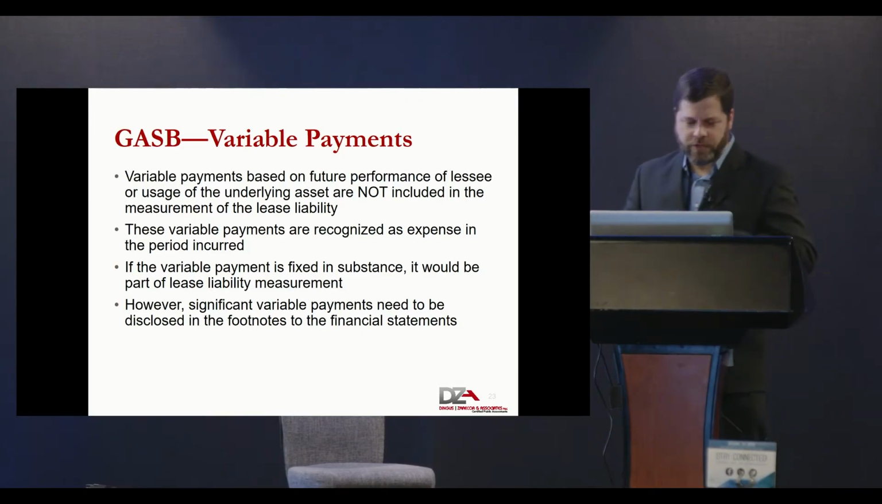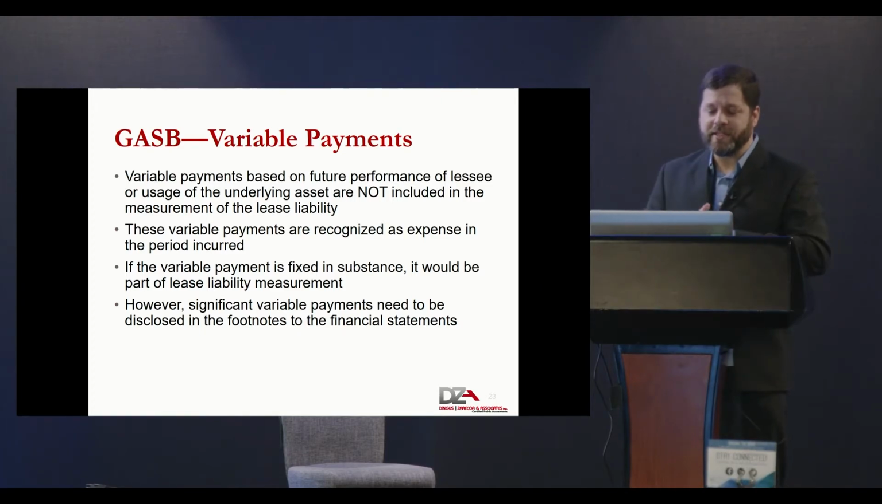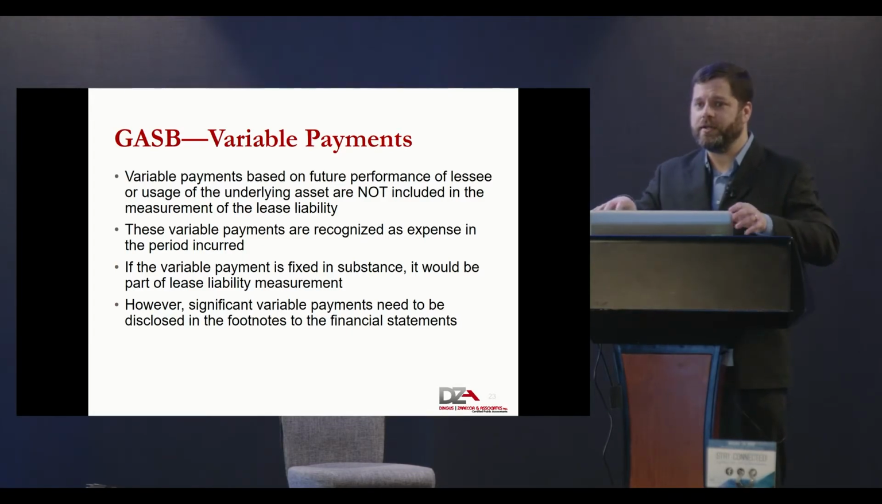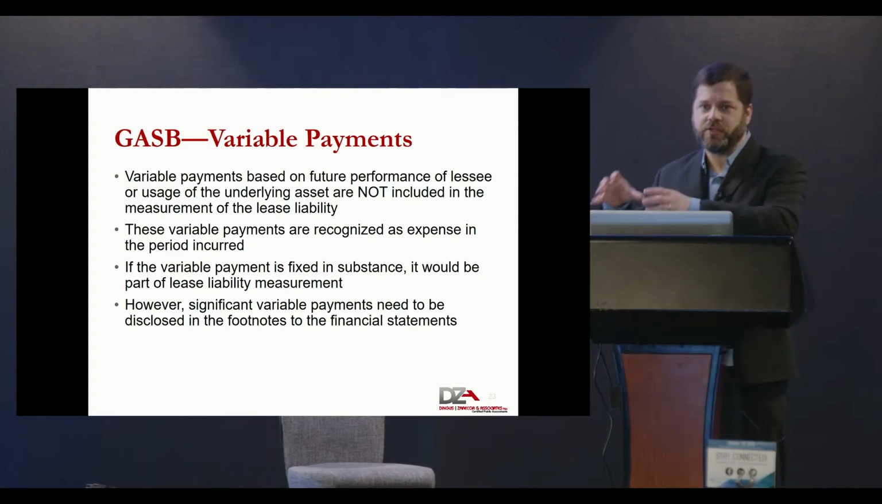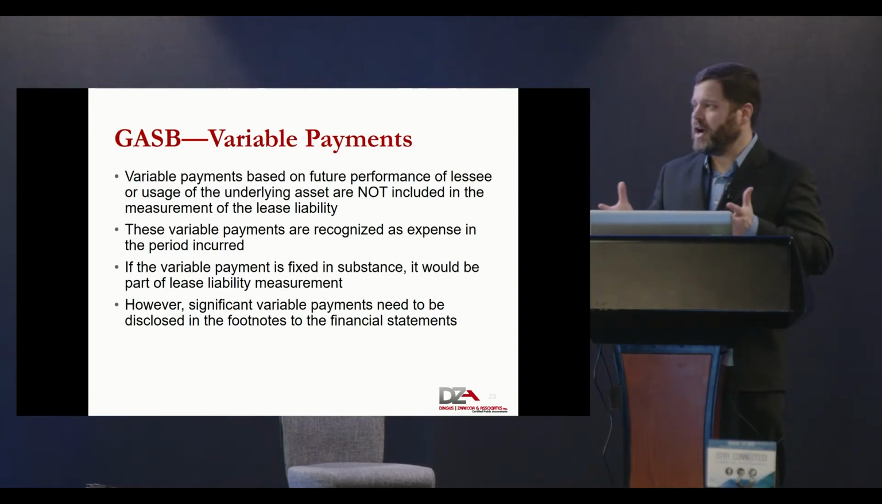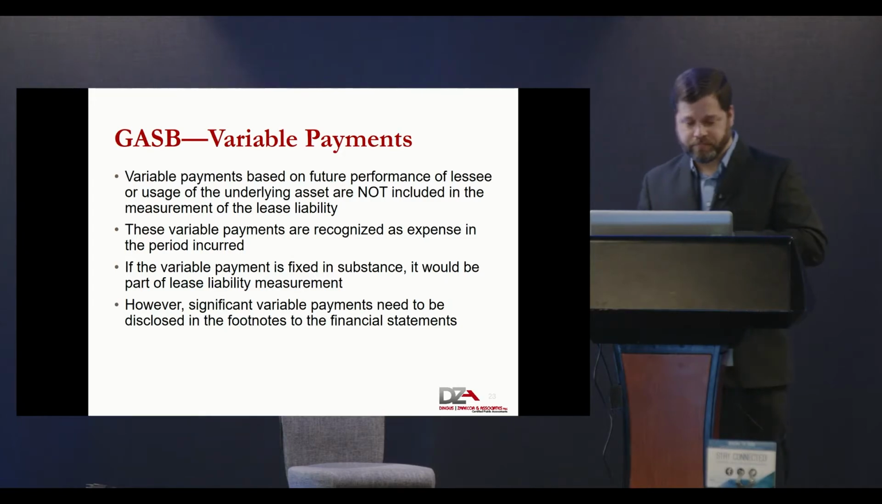I'll show an example of that later, but the basic idea is if you only did 9,000 copies, you still pay the full amount. If you did 11,000, you would pay your regular amount, which is included in the lease liability, but then in that period, you would record the additional expense just for that additional 1,000 copies you had in that month.